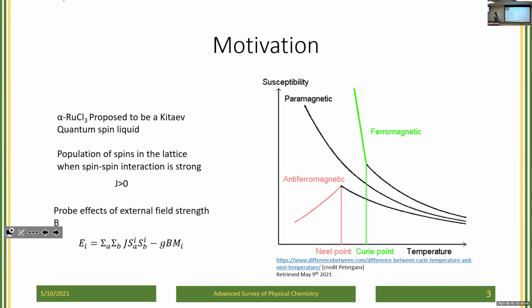So the motivation here: alpha ruthenium chloride has been proposed to act as a Kitaev quantum spin liquid. And these are very interesting because they've been proposed to be able to avoid spontaneous magnetization very, very close to absolute 0, k equals 0. And we're looking for how we can get information about the population of microstates of the spins in the lattice when those spins interact very strongly.